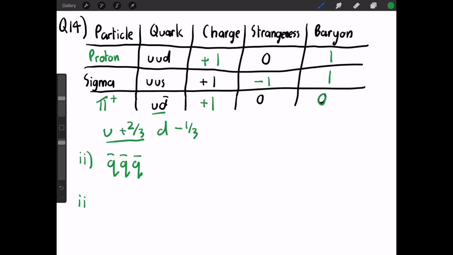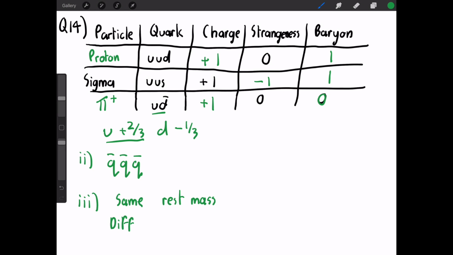And finally, question 3. Give one property of an antiparticle that is the same for its corresponding particle, and one property that is different. So we're looking at particles and antiparticles, things that are the same. I would go with rest mass. That's the obvious one.